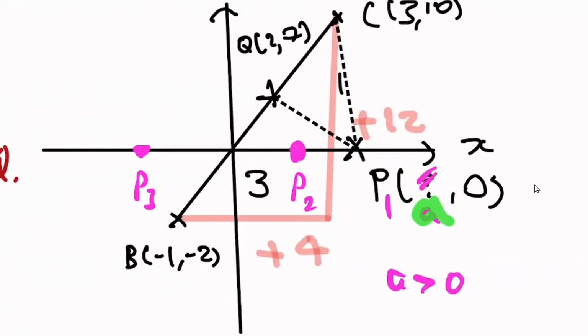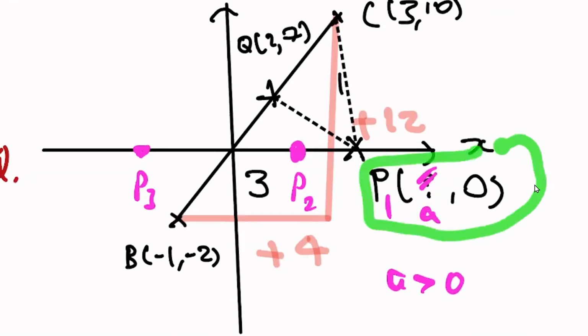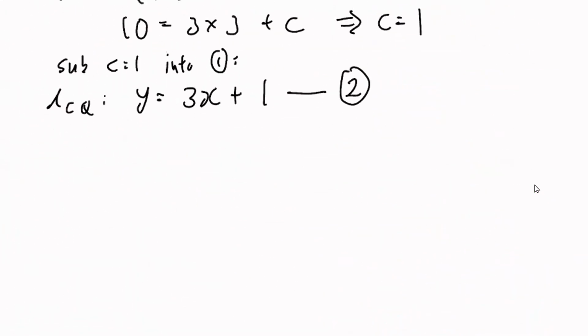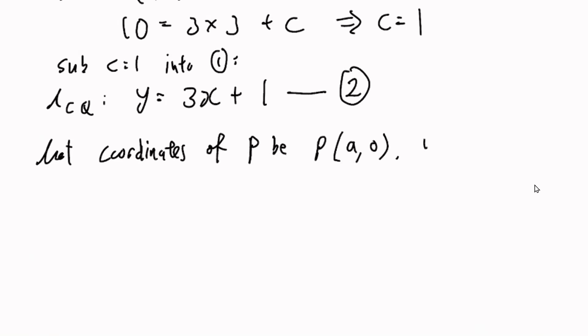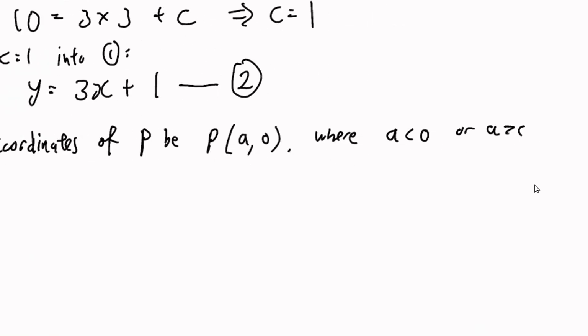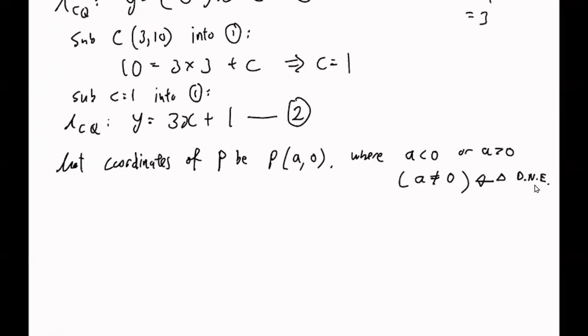So let's just give it a name. Let's call it a. Is a positive or is a negative? So that means that we're just going to let the coordinates of P be P(a, 0), where a is less than 0 or a is more than 0. I already explained just now, a cannot be equal to 0. Triangle does not exist. DNE means does not exist. Okay, good. So now we can proceed.